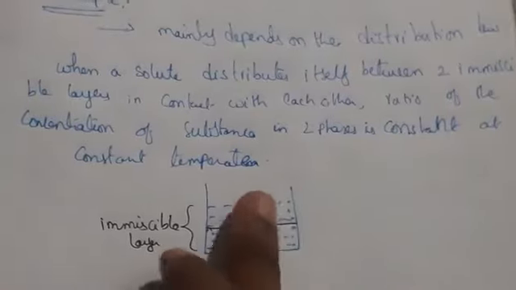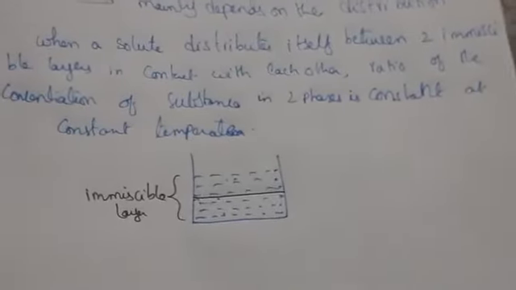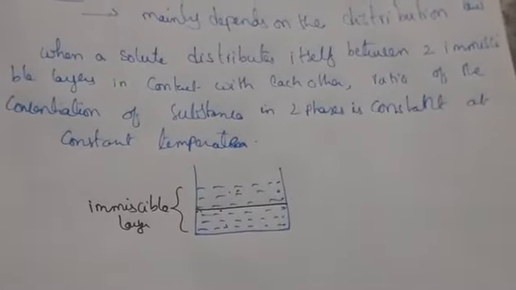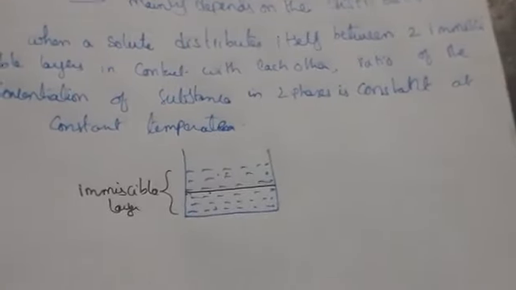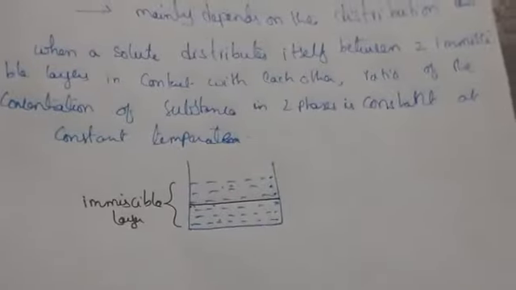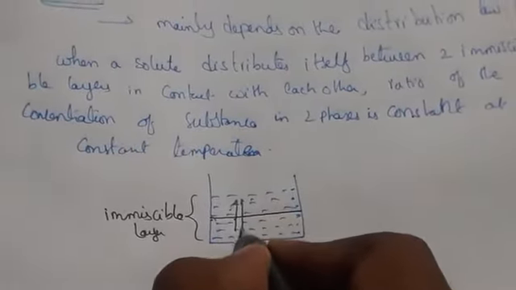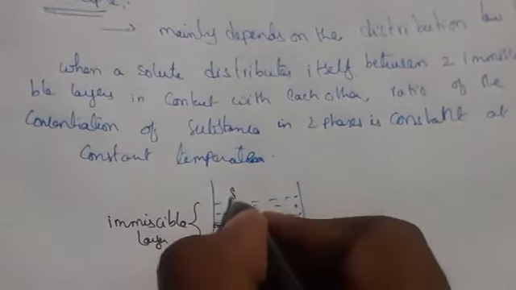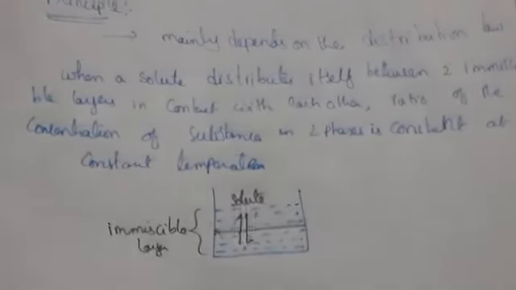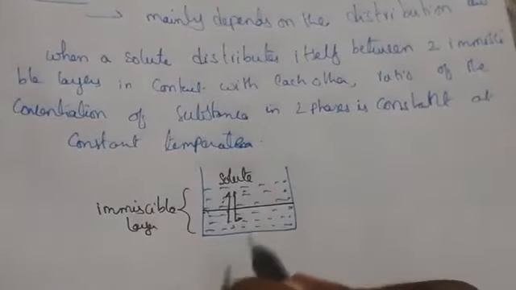Here these two are not soluble, right? If you take oil and water, the oil is not soluble in water, it cannot easily dissolve in water. So then what you have to do, you have to add something to dissolve in water, right? The same thing happens here. To dissolve this solution, we are taking, for example, a solute. Some solute I have taken to dissolve in these two immiscible layers.